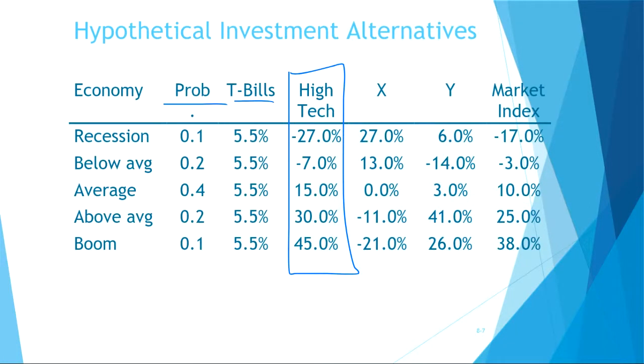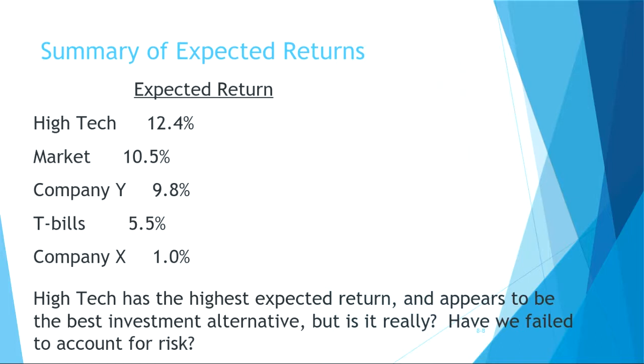Based on these expected returns, the high-tech company has the highest expected return, 12.4. And it looks like the best investment alternative, isn't it? But what about the risk? Okay, let's calculate the risk of each investment alternative.